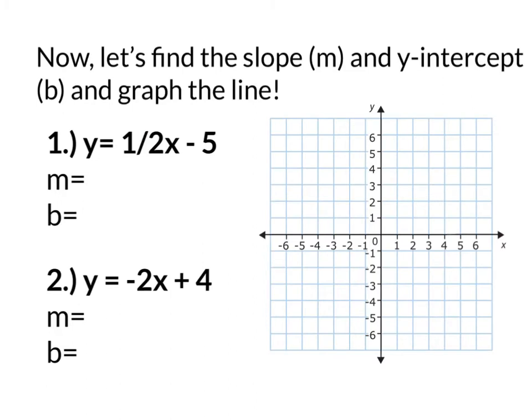Okay, now let's find the slope and the y-intercept in an equation and graph it. Looking at this equation, I see my slope right here is the 1/2. So I'm going to put that for my m. I see my y-intercept is the negative 5, so I'm going to put that for my b. Now, to graph this, we start at the b. So I put my first point at negative 5. Then my slope is going to go up 1 over 2. Up 1 over 2, up 1 over 2. I like to just do as many as I can. And then boop, there we've graphed our first line.